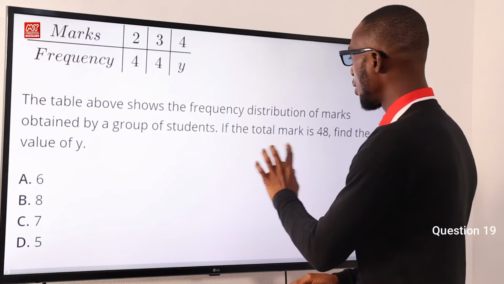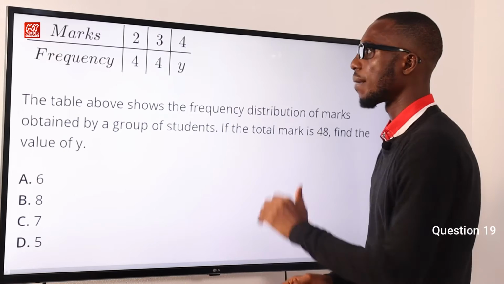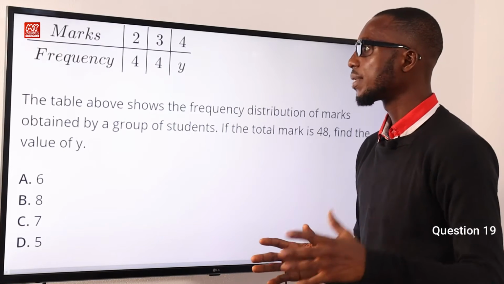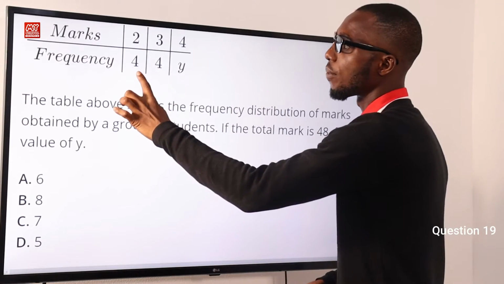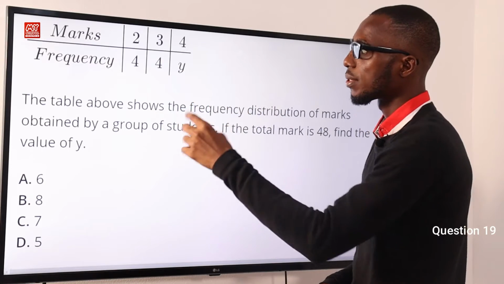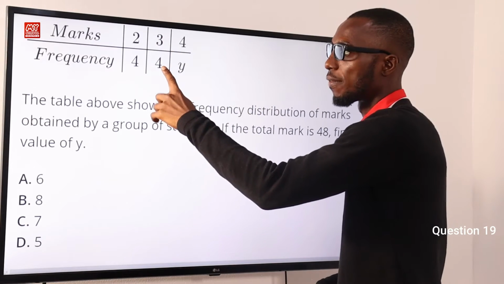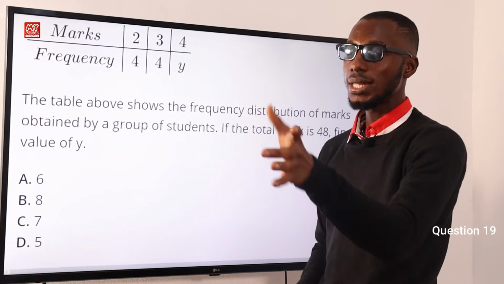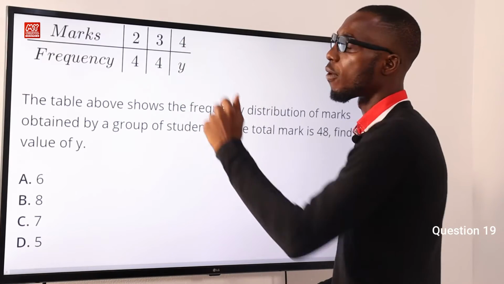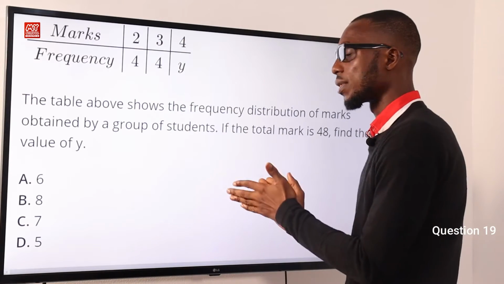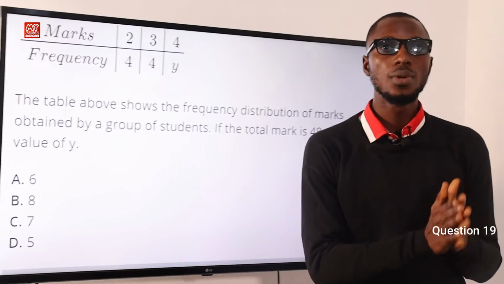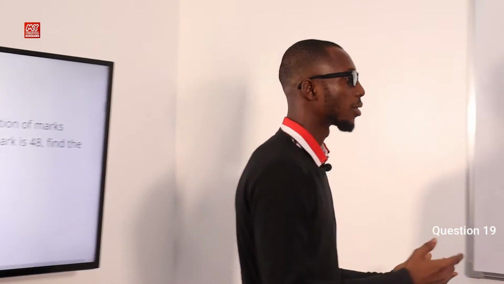We are told that the total mark is equal to 48. Let me take it again. 2 times 4 is 8, plus 3 times 4 is 12. So 12 plus 8 is 20, plus 4y equals 48. So let's replicate that: 20 plus 4y equals 48.